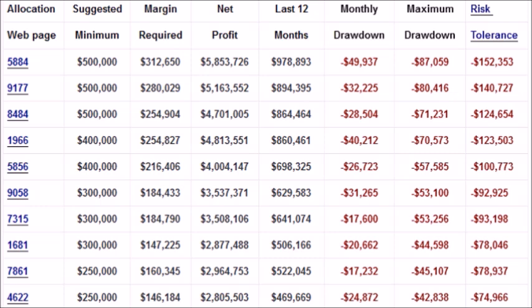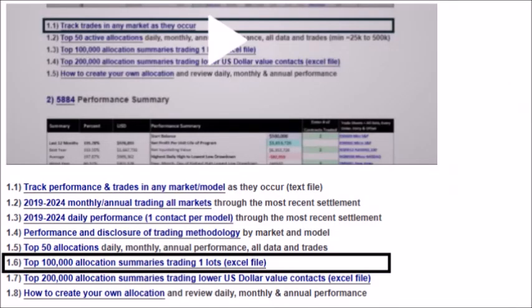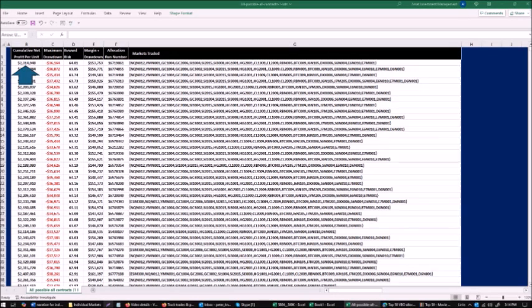Minimums 25,000 to 500,000 US dollars or major currency equivalent. Link 1.6, summaries for the top 100,000 allocations trading a maximum of one contract per market. These Excel spreadsheets show life of program cumulative net performance for that specific allocation. Maximum drawdown measured from highest high to lowest low, marked to the market daily.